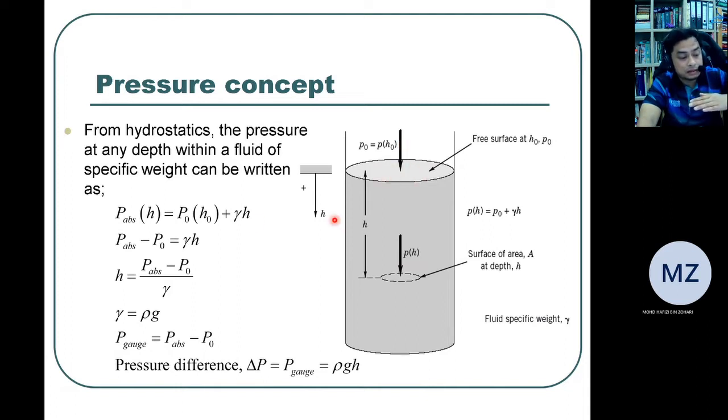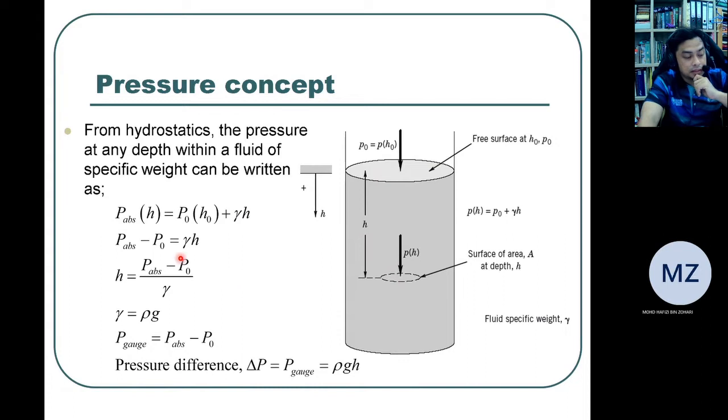So plus the pressure here plus the specific weight times the h, the height of the water from the initial, or the surface of the water, to the level that we want to measure the pressure. So this is actually the weight of the water, or in other words, it's rho g. If you refer to here, the definition of specific weight times the h. So pressure plus rho g h is equal to the absolute pressure at the location of h here.